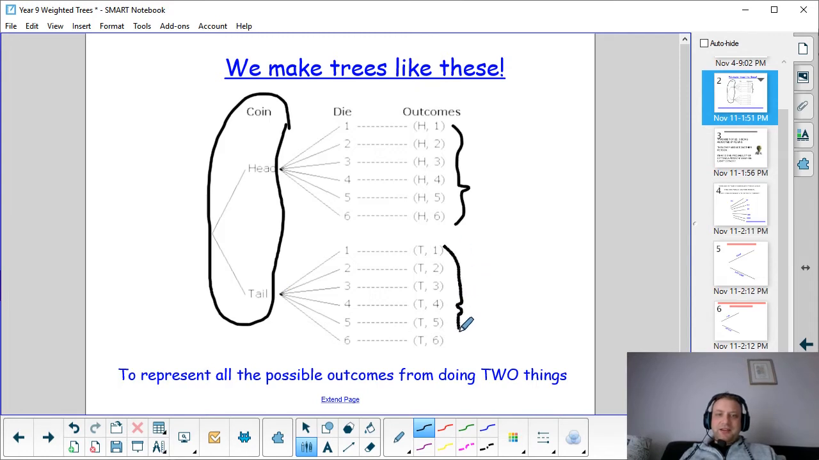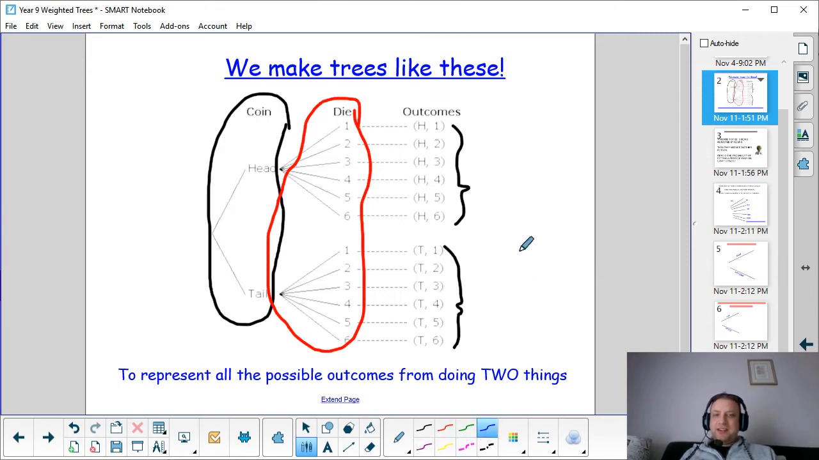as well, right? That shows us how many things can happen from doing a coin and then a die. It's two lots of 6. That means when we're doing probability questions, we can start by making all of our fractions out of 12, because we can see what the 12 things are. So trees are really good at that.